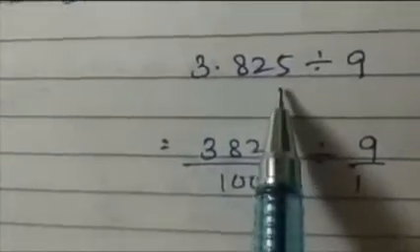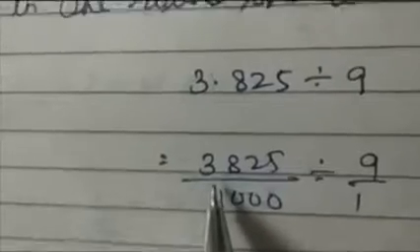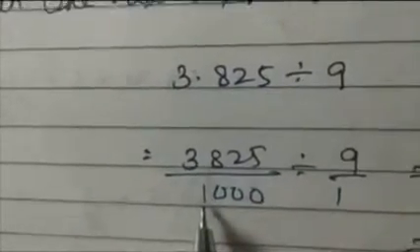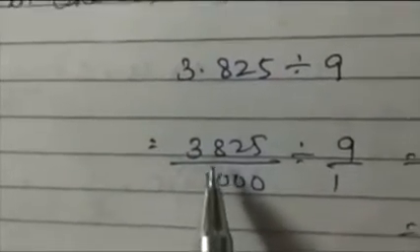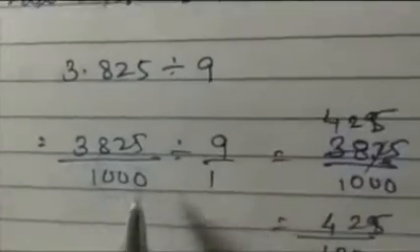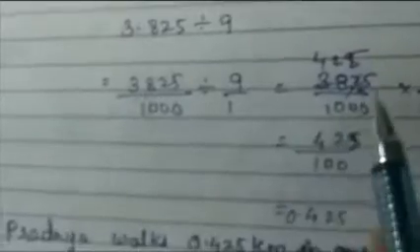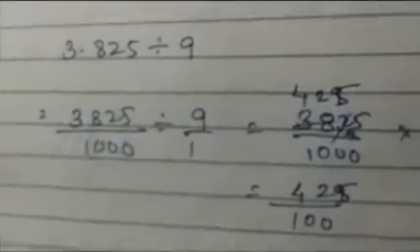So we have to convert this decimal fraction into a common one. Here we have 3 decimal places. So therefore, we will ignore the point and we will write 1000 in the denominator. So 3825 upon 1000 divided by 9 upon 1 is equal to 3825 upon 1000 into 1 upon 9.